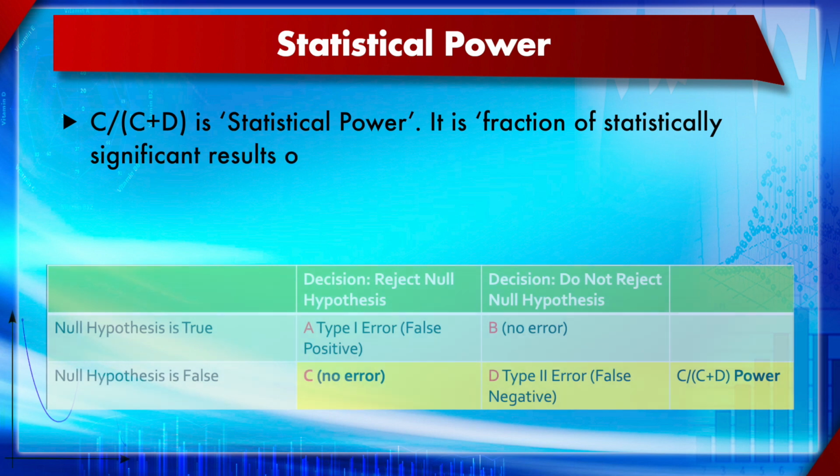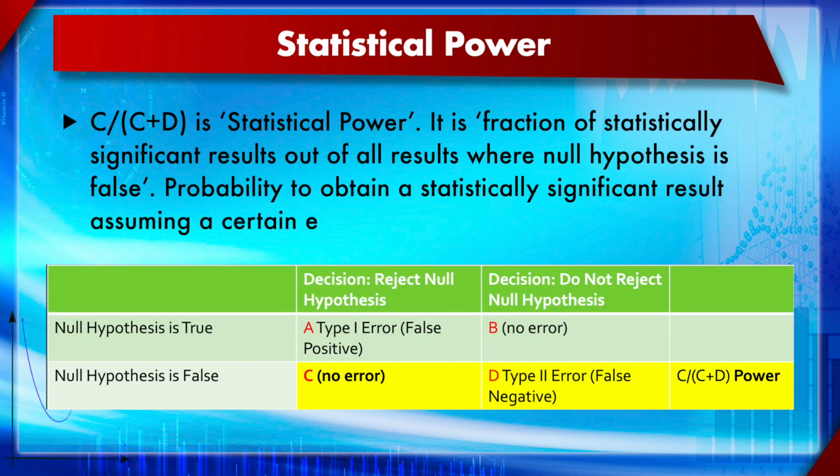What is statistical power? In this two-way table, you can see that the second row is highlighted. Basically it is C divided by C plus D. That is what you call the statistical power. It is the fraction of statistically significant results out of all results where the null hypothesis is false.